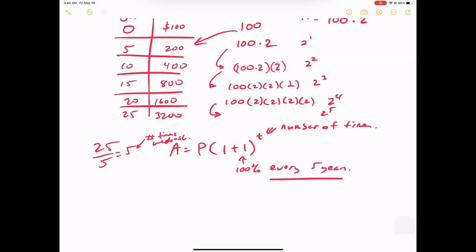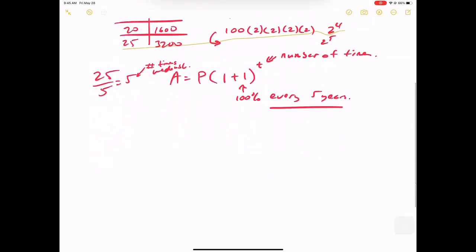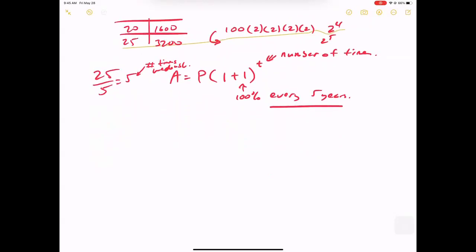Now let's do the same problem now. So I'm going to ask you, how much would I have after 50 years? Okay, so if we start off with $100 and we double again every 5 years, okay, how much would I have after 50 years?